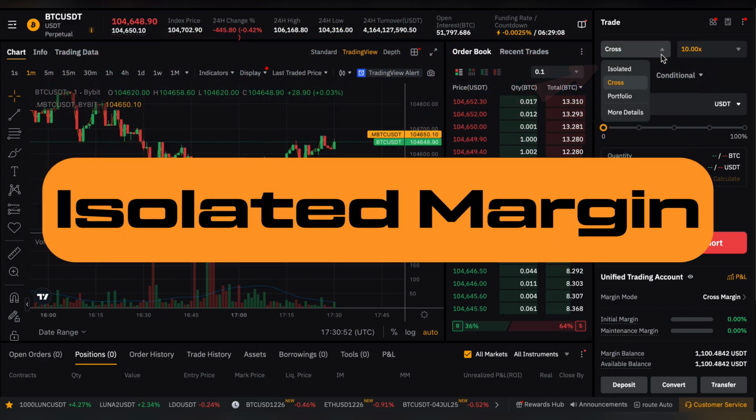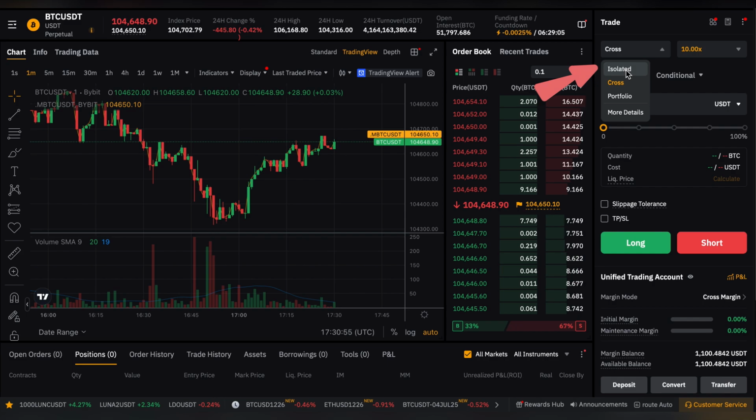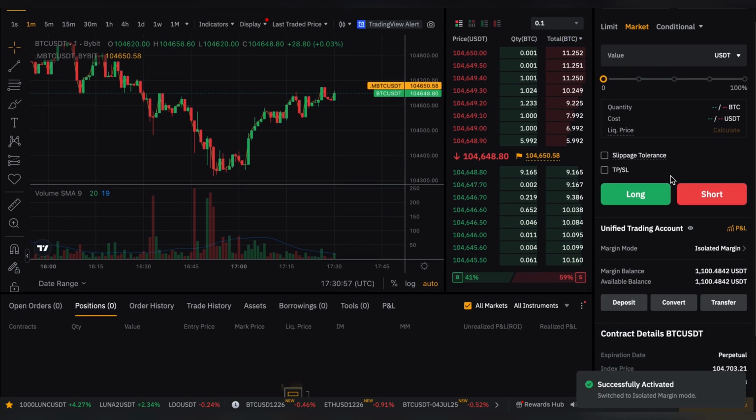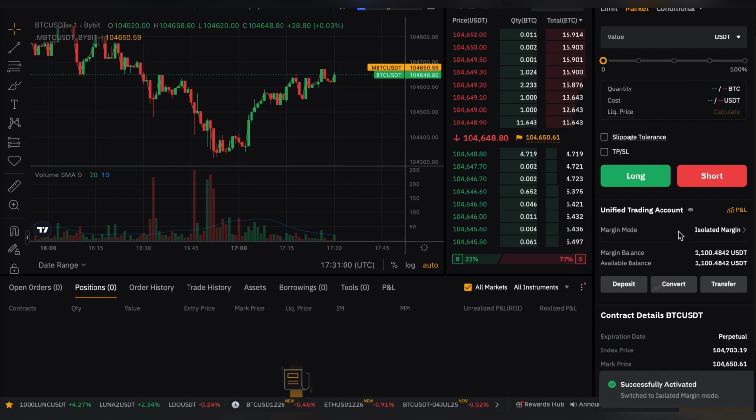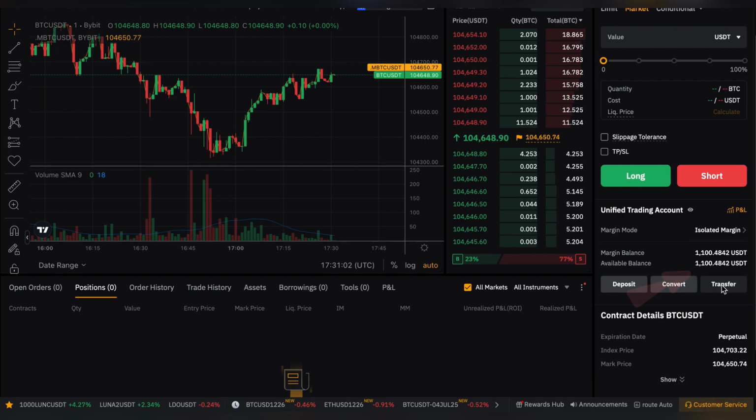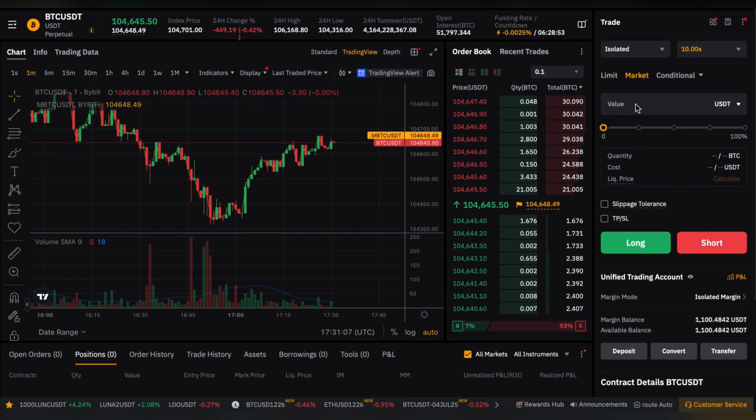If you choose isolated margin, you are only risking the amount you put into that specific trade. As you can see, I have $1,100 in my futures account. But I am opening a trade using just $50. With 10x leverage, that gives me a $500 position. And as you can see here, $50 is my own money, while the rest is borrowed from the exchange. With isolated margin, only that $50 is at risk, because that's the only amount being used as a collateral for the trade.